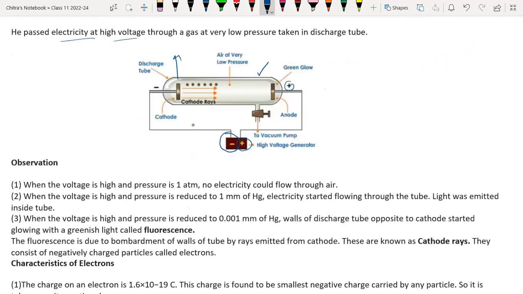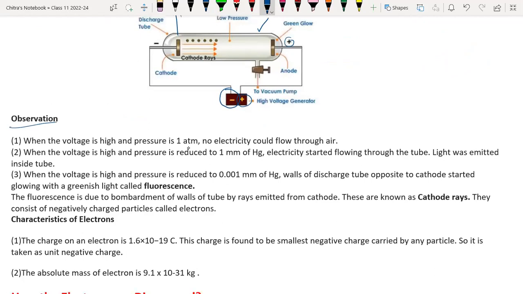He passed electricity at a high voltage through the gas at a very low pressure. The pressure was very low because the gas was removed with the help of a vacuum pump connected to the discharge tube. Now we are going to understand the observations.